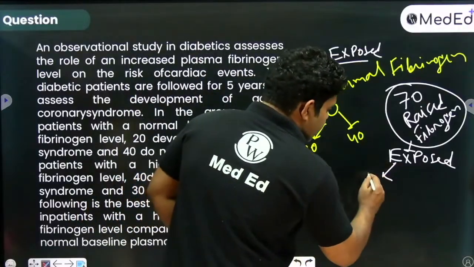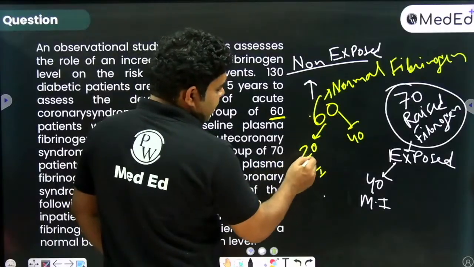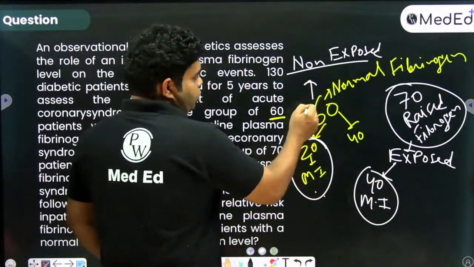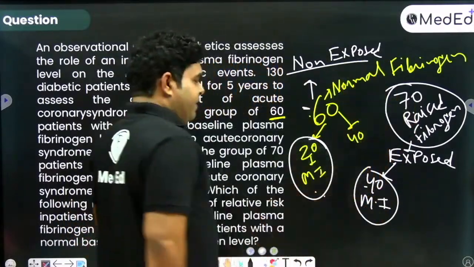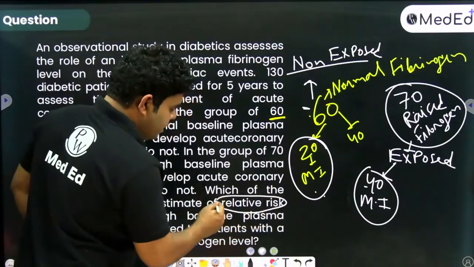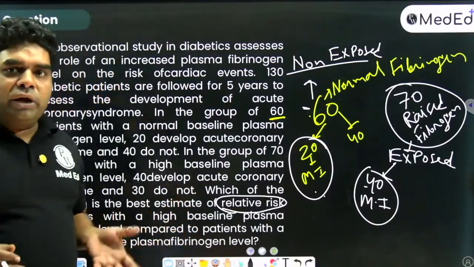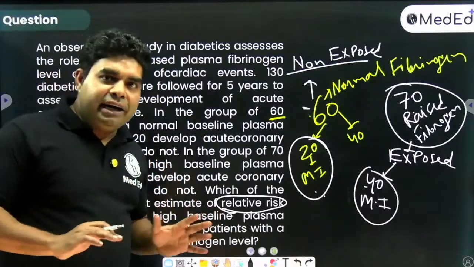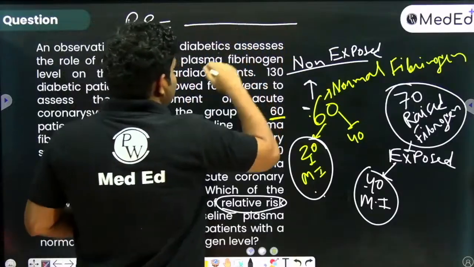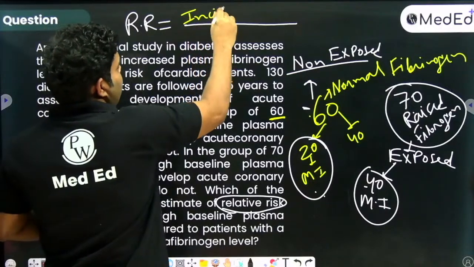So in the exposed, 40 have a heart attack, and in the non-exposed, out of 60, 20 have a heart attack. So 20 heart attacks here, 40 heart attacks here; 20 is out of 60 and 40 is out of 70. And they are asking you to calculate relative risk. What is relative risk here? You can draw a 2 by 2 table to answer such a question, but actually we don't need a 2 by 2 table here. The simple formula of relative risk is, I hope you all know the definition at least, relative risk simply means incidence in exposed by incidence in non-exposed.